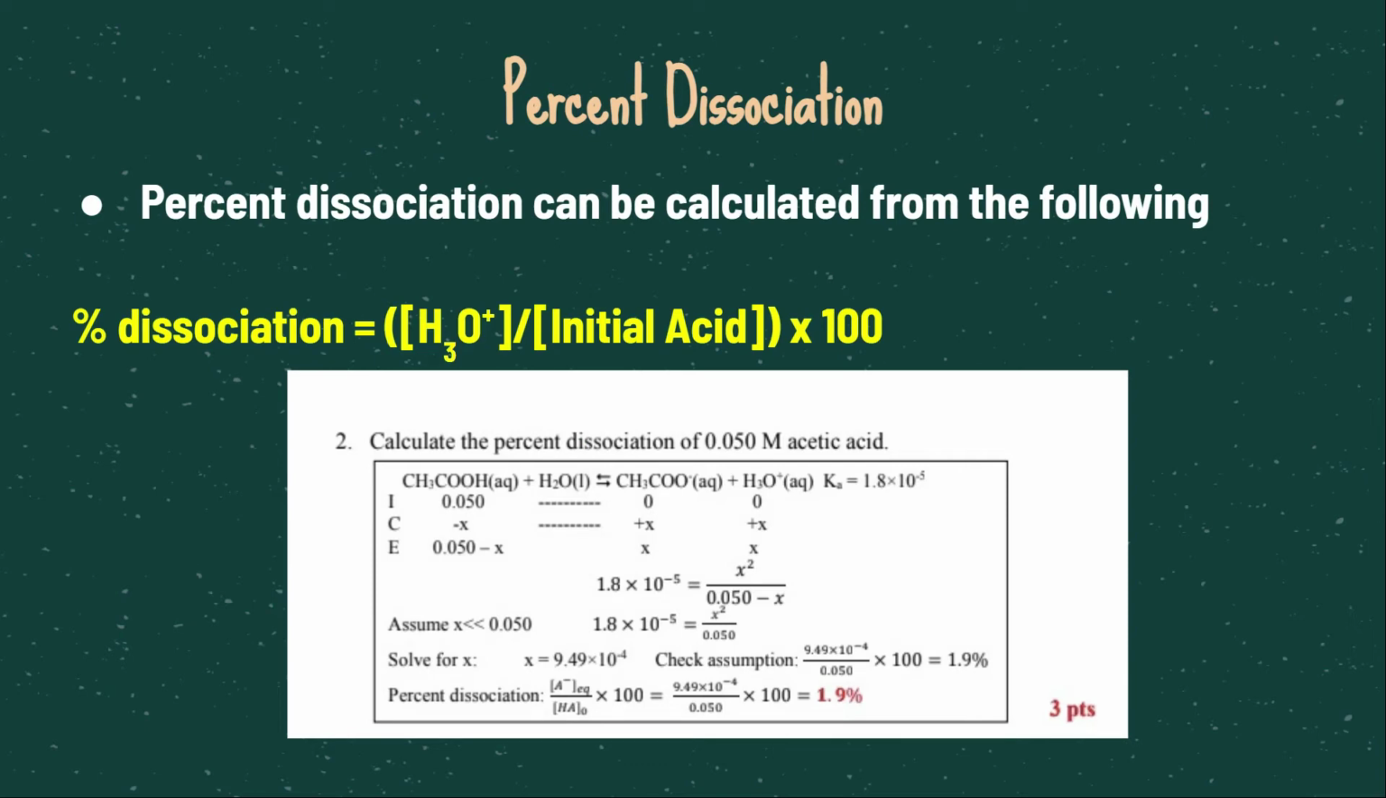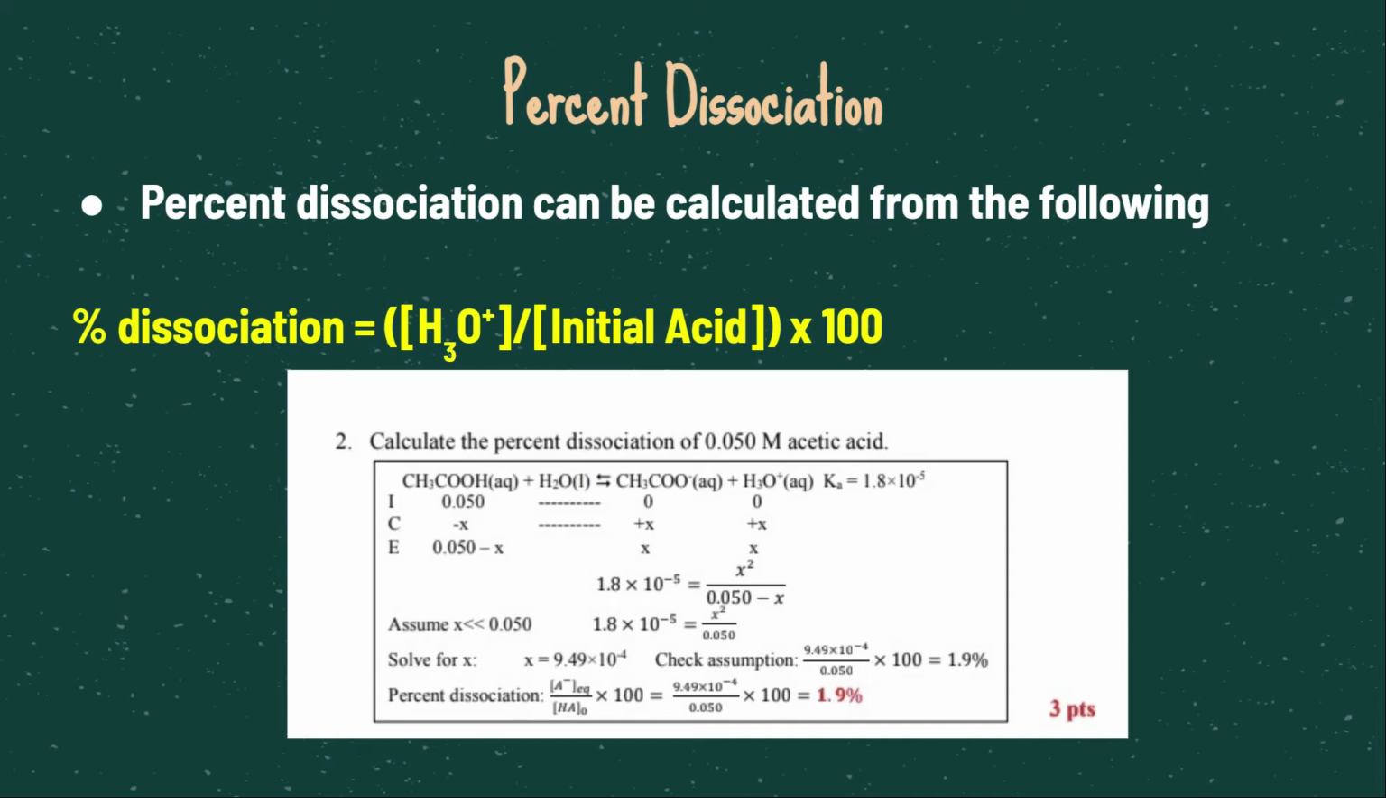A couple other calculations that we can perform here include percent dissociation, and percent dissociation can be calculated from the following. The percent dissociation is equal to the hydronium ion concentration divided by the initial acid concentration times 100. So much like the last time, in order to determine the H3O plus concentration, I created a Rice table. I have my reaction, my initial. I know that I'm going to lose one of my reactants to form two of my products. I therefore then plug that in to my equilibrium expression.